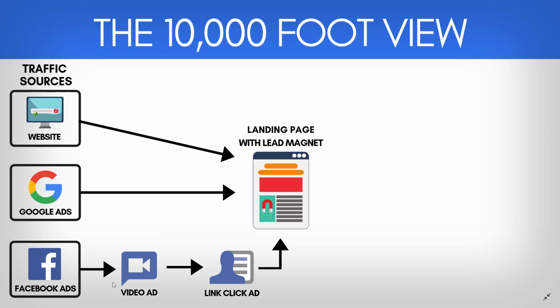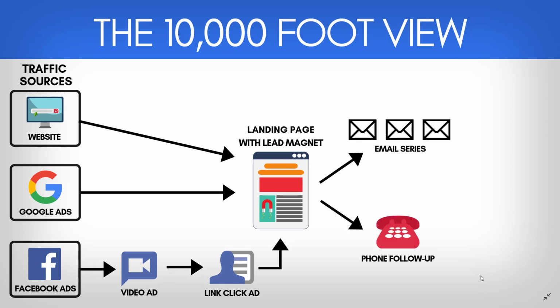Heck, maybe we're even sending them to a blog post, but then we're following up with those people and the people who already know us elsewhere. Maybe they visited our website, right? We can send them a link click ad to get to our landing page. From there, they're going to give us their name and email address, maybe even their phone number, right? So that we can follow up with them. You've created this email series now, and we're going to be sending them that automatically when they opt in. We'll also be following up on the phone with them.